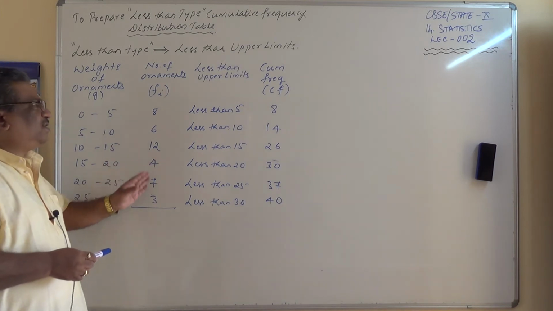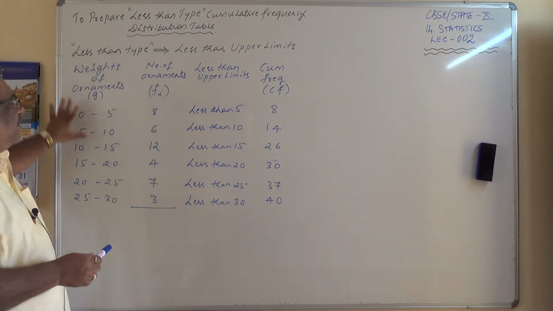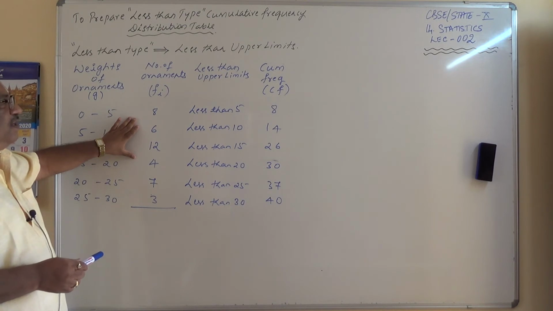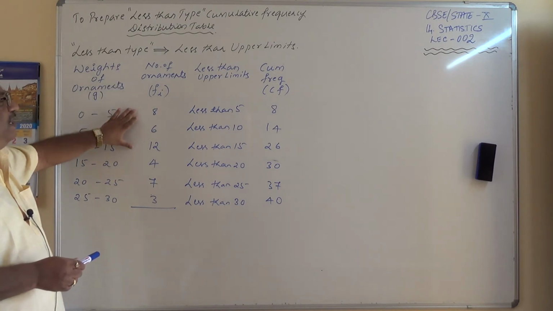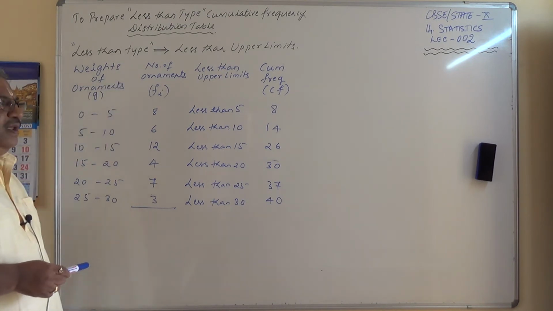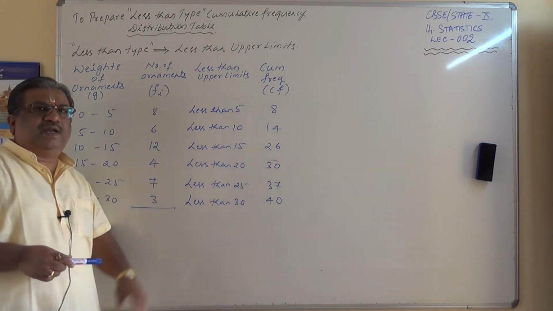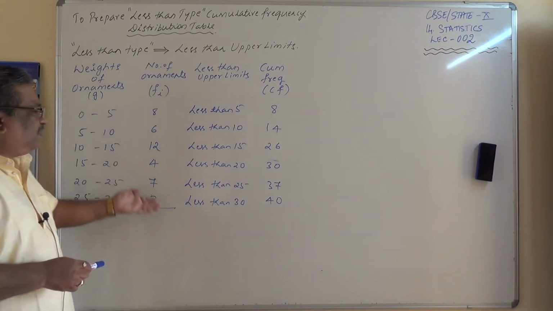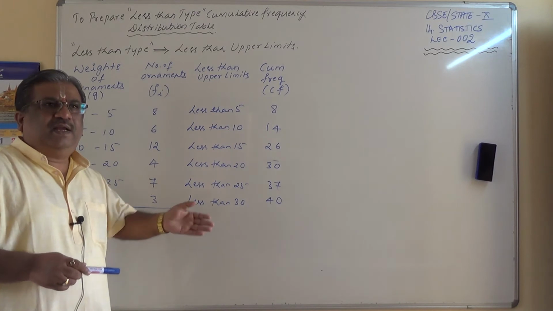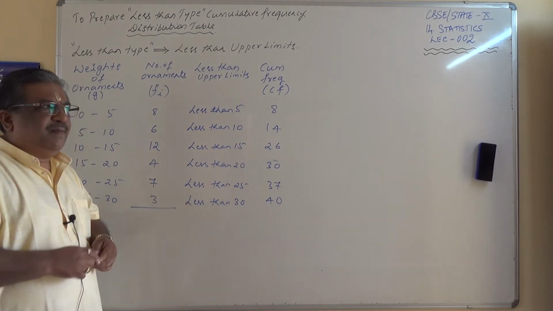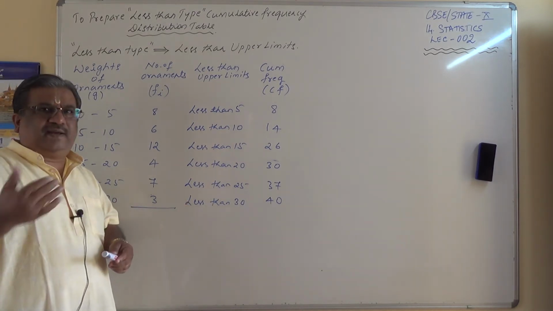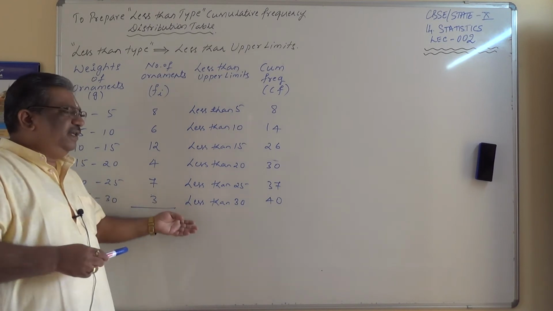So I hope you have understood how to prepare this chart. This is called the less than type of cumulative distribution table. Now what is the use? Why am I talking about this now? Actually this type of table is required in order to plot ogive curves, but this year the ogive curves have been taken out.